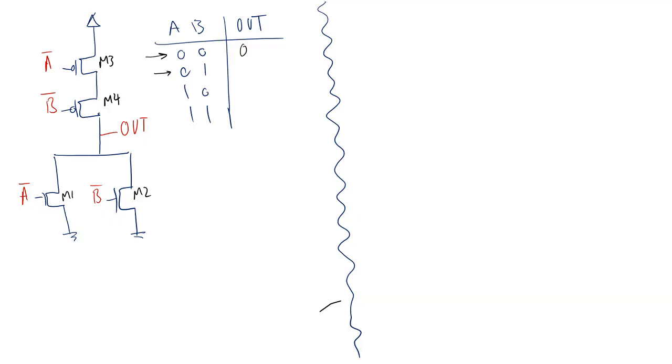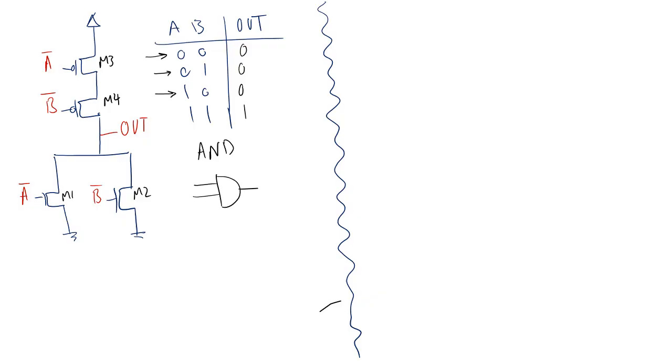So for the second and the third case, because A is 0 in the second and B is 0 in the third case respectively, I'm going to get 0 and 0. If A and B are both 1, then A bar and B bar are both 0. Therefore, both of these PMOSes, M3 and M4, are going to be conducting. Therefore, my output is going to be 1. This is a very well-known gate. We know that this is an AND gate, and the symbol is like this.